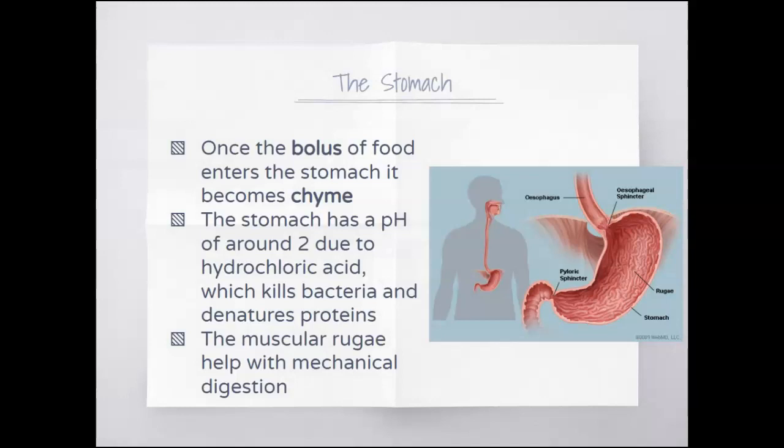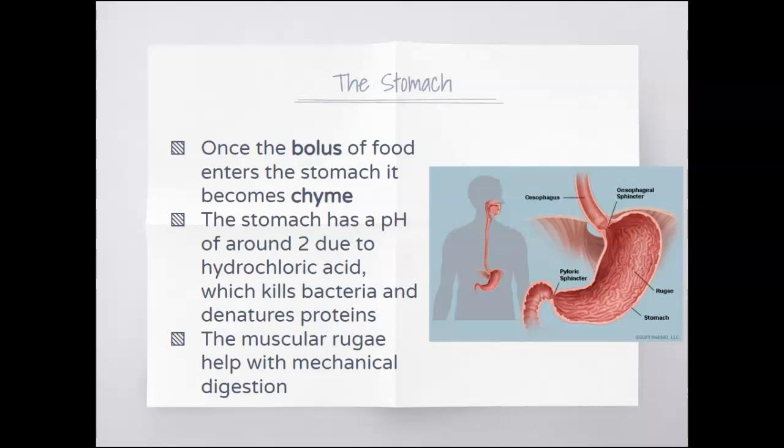Once the bolus, which is the ball of food, goes to the stomach, it becomes chyme. Just fancy words for food, okay? Once you have a ball of food that you've chewed up in your mouth, it's called a bolus. Once the bolus enters the stomach, it's called chyme. The stomach has a low pH, which kills bacteria and starts to denature proteins.